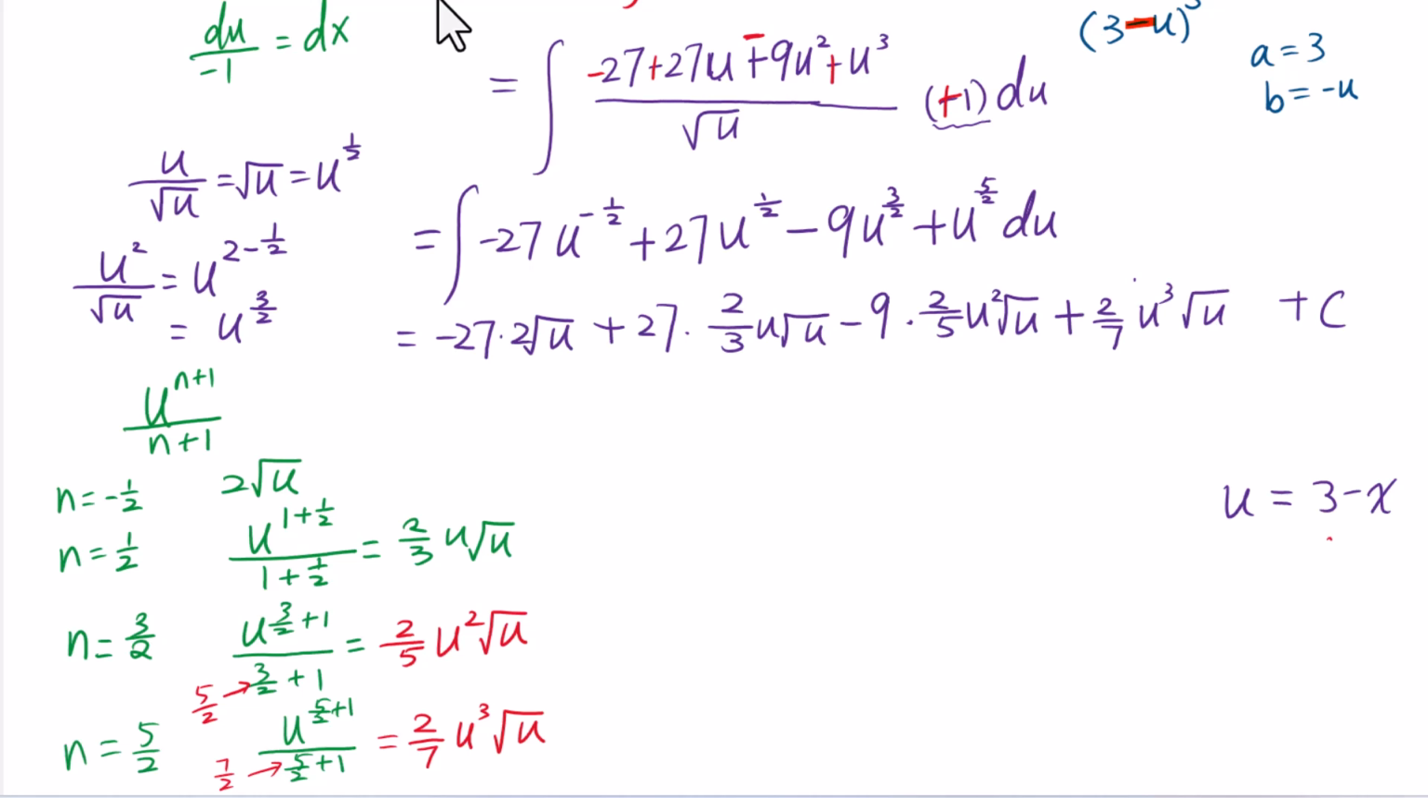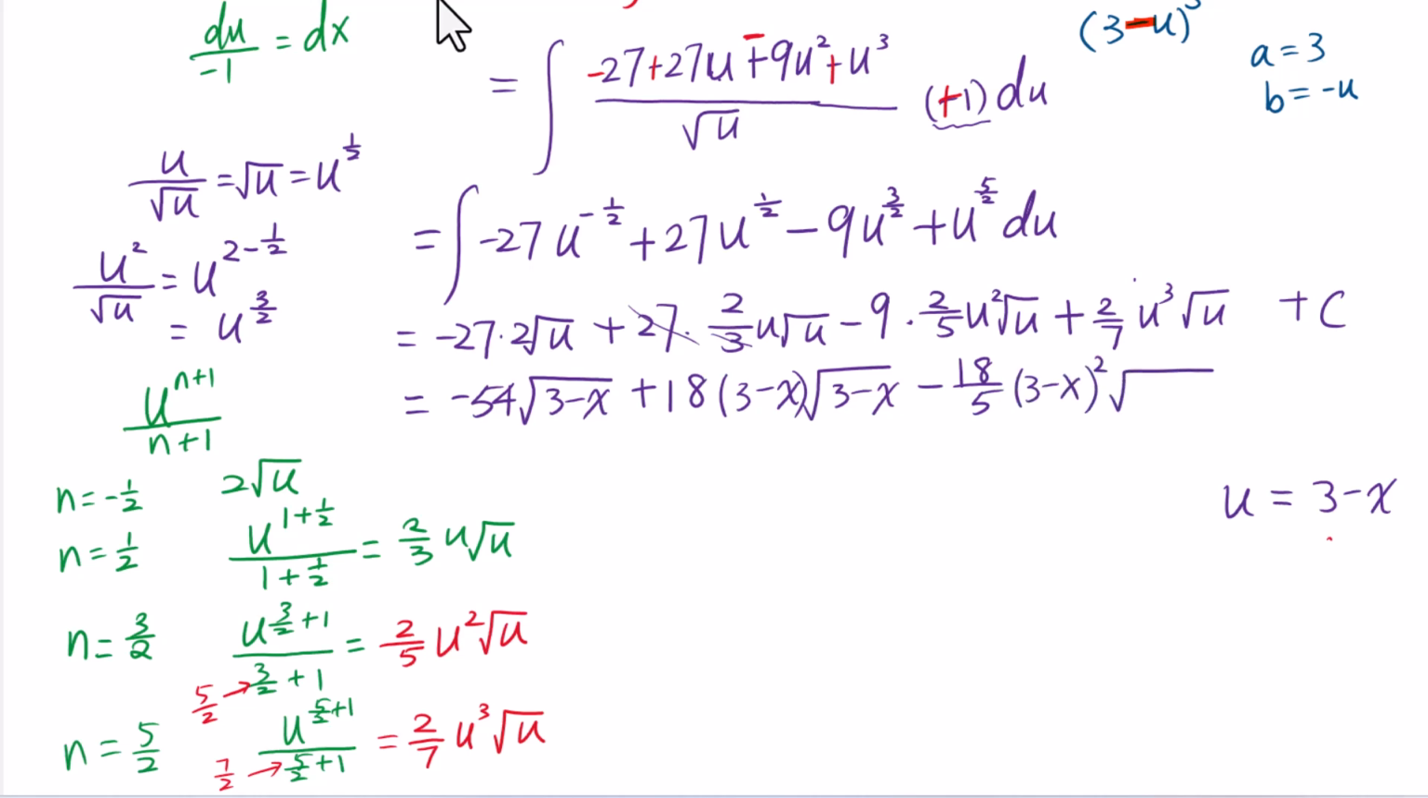Now plug back in, equals negative 54 square root 3 minus x plus, reduce, 18 times 3 minus x square root 3 minus x minus 18 over 5 times 3 minus x squared square root 3 minus x plus 2 over 7 times 3 minus x to the third power square root 3 minus x plus c.